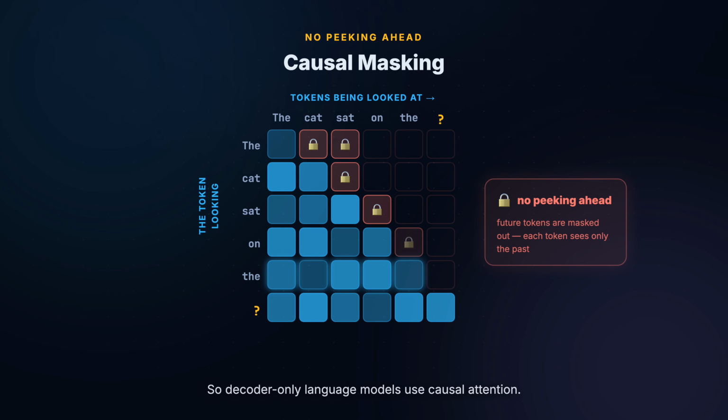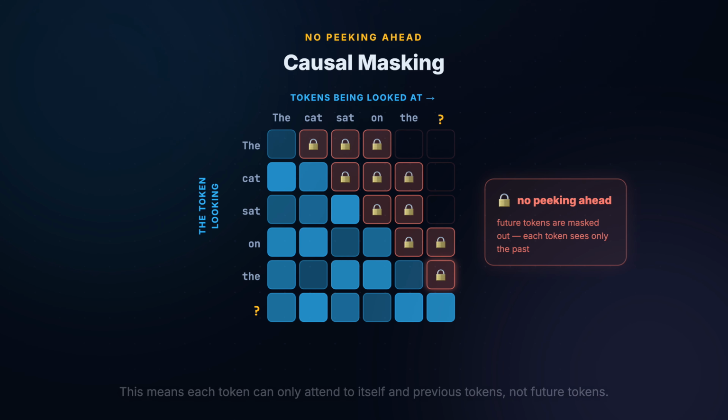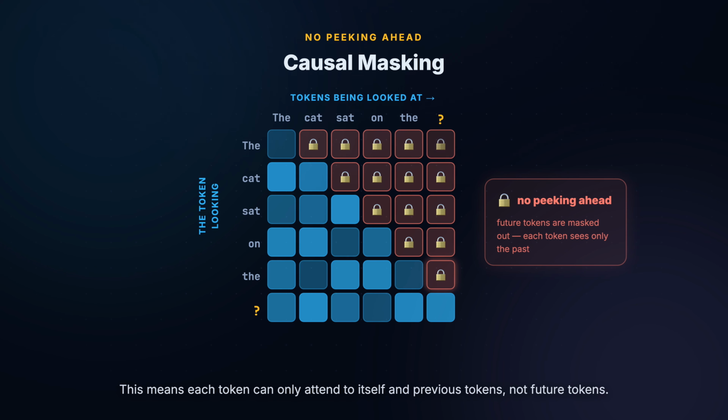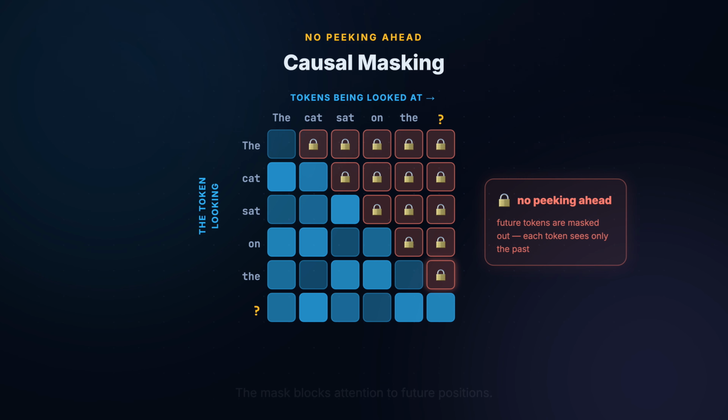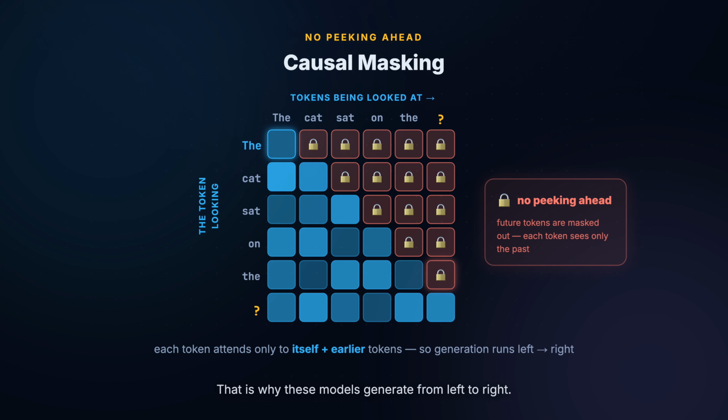So, decoder-only language models use causal attention. This means each token can only attend to itself and previous tokens, not future tokens. This is done with a mask. The mask blocks attention to future positions. That is why these models generate from left to right. They build one token at a time, always using only the context that came before.